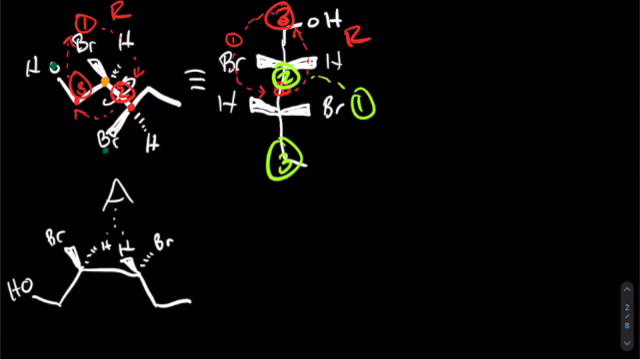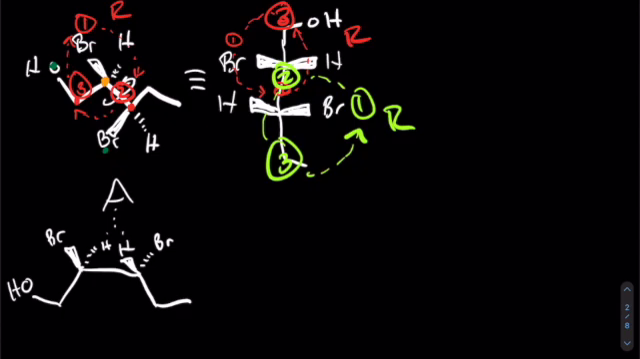So we go 1, 2, 3, 1. That is a counterclockwise motion, which means that's an S, and that means we actually go the opposite direction, so it must be an R, and so we get 2 R's. So it's (2R,3R)-2,3-dibromopentanol, okay, is the actual configuration. And so in that way, Fischer projections are modestly helpful.